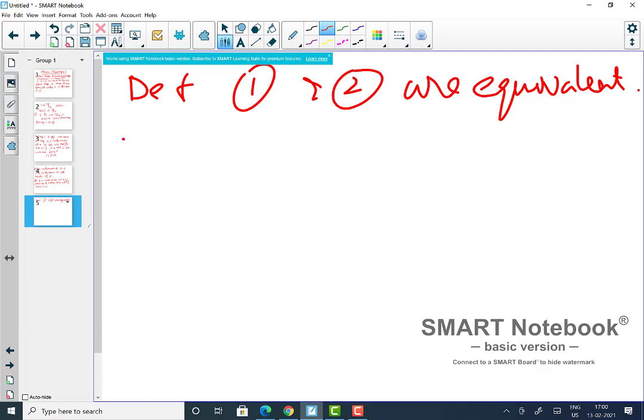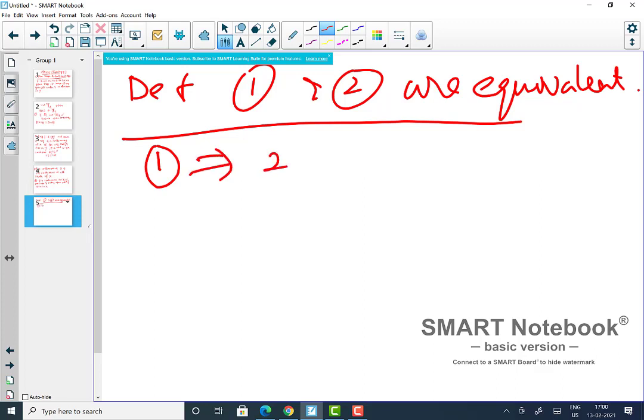So what does that mean? That means 1 implies 2 and 2 implies 1. Actually, you can also prove that. So let me just give you a proof. Let me first prove that 1 implies 2. That means if it is continuous at every point under definition 1, then it also satisfies definition 2.